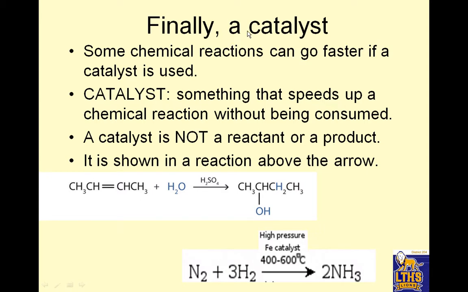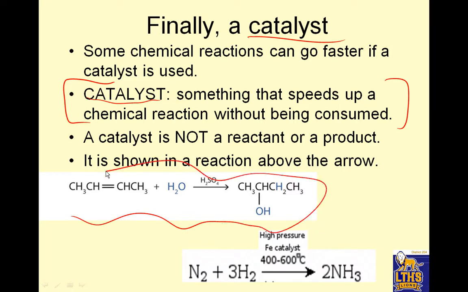One more thing, a catalyst. Why can you get a chemical reaction to go faster? We can use a catalyst. Make sure you know this definition. A catalyst speeds up a chemical reaction without getting used up. It's not consumed. It's not a reactant. It's not a product. So you have to put it above the arrow. So what's the catalyst in this reaction? Please say sulfuric acid, H2SO4. It's above the arrow. It helps the reaction go faster without getting used up.